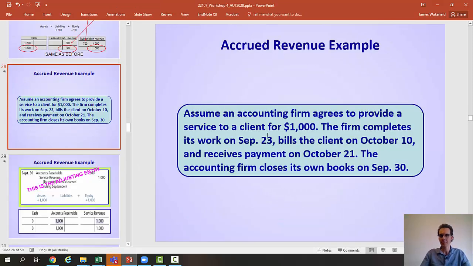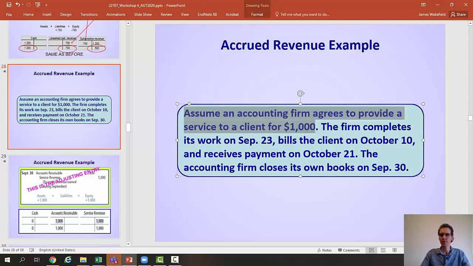Let's have a look at this example now. It says, assume an accounting firm agrees to provide service to a client for $1,000. The firm completes its work on September 23 and bills the client on October 10 and receives payment on October 21. The firm closes its books on September 30th. So September 30th is our end of financial period in this particular case. That's when we need to record the adjustments so that we are recognizing what we have earned from a profit perspective and the associated financial position of the entity.